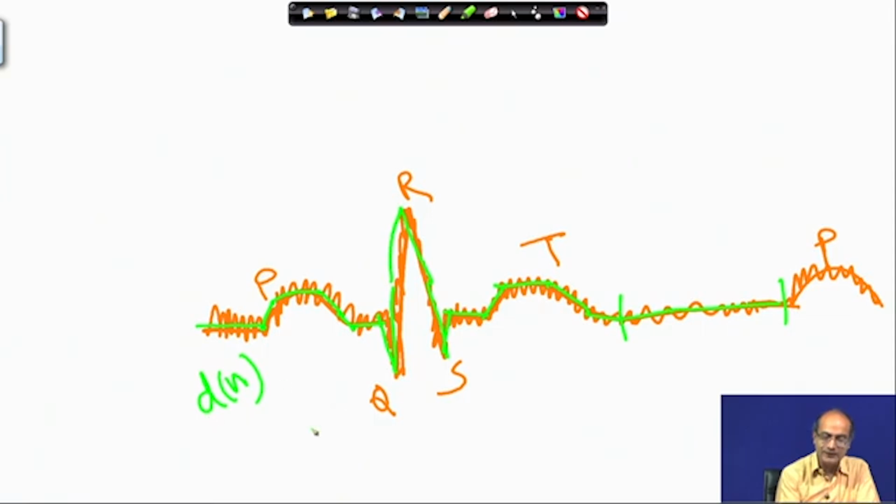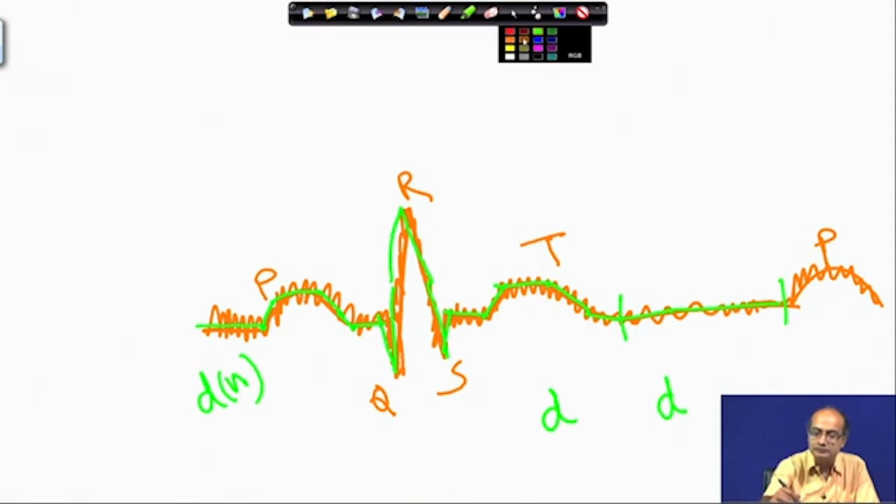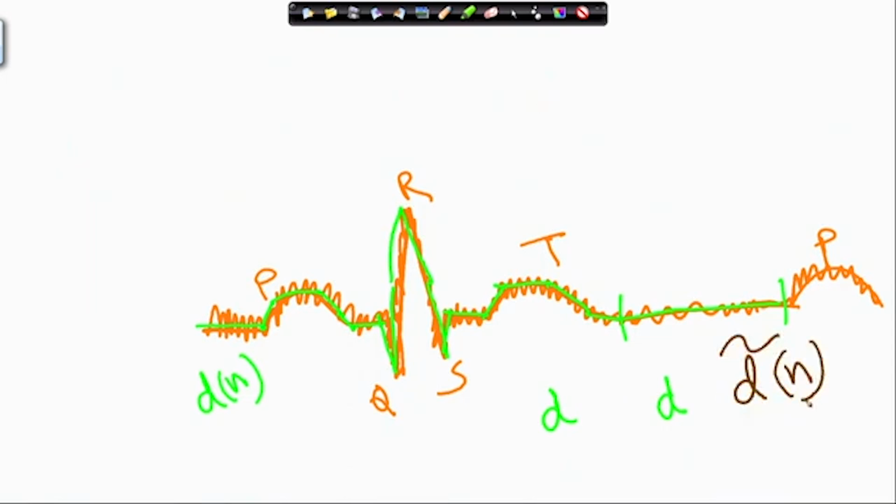With the help of that, what we would like to do is calculate d tilde n, and that one would be smooth, and after the optimal filtering we can make use of that and proceed with it for further processing.